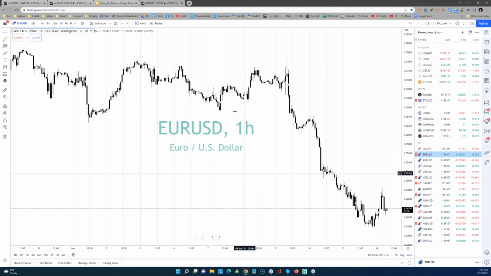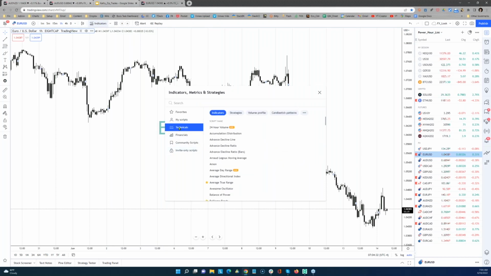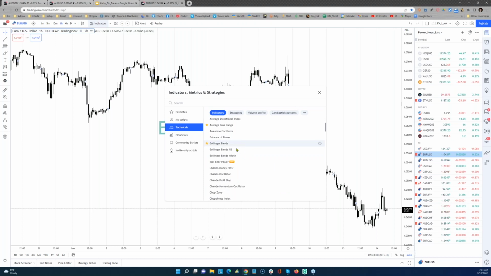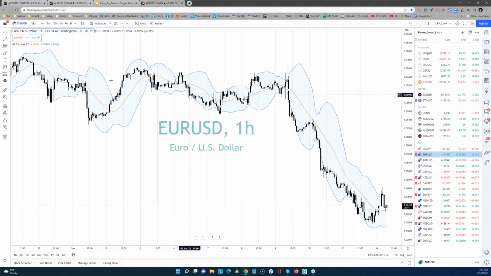The indicator button is right here. If you were to click the indicators, you can get all sorts of common technical indicators that you could apply, like Bollinger Bands. Let's do that. I've just clicked on that, and you have the simple Bollinger Bands applied on the Eurodollar.